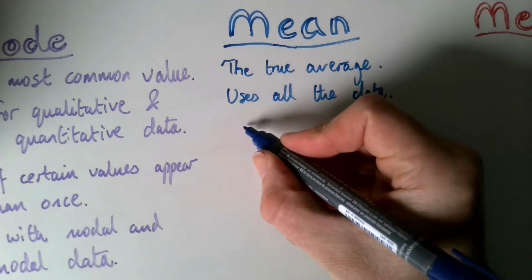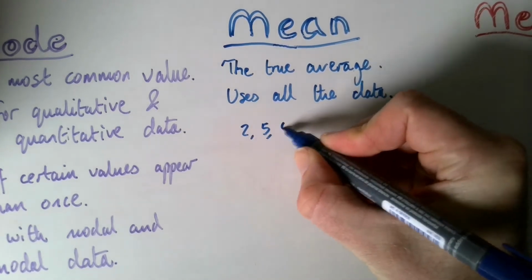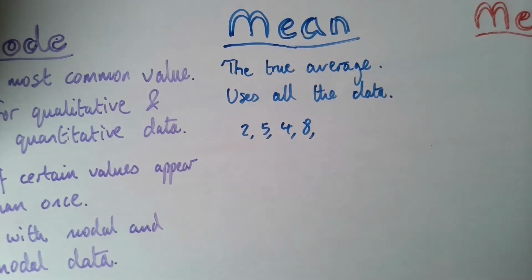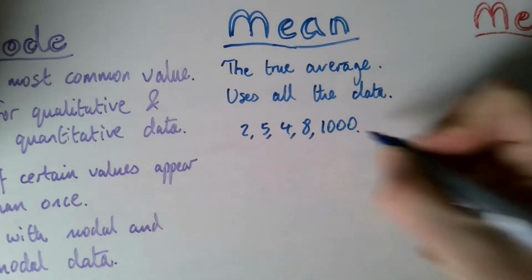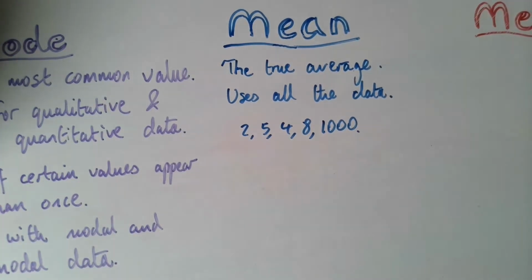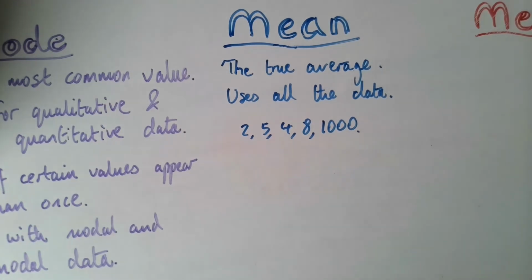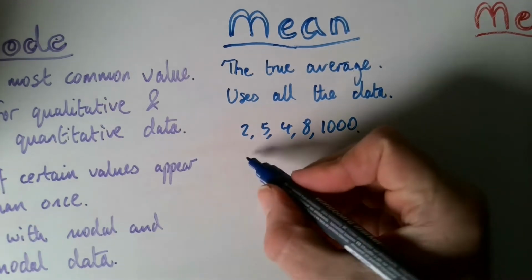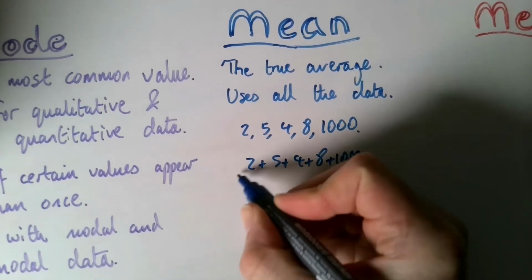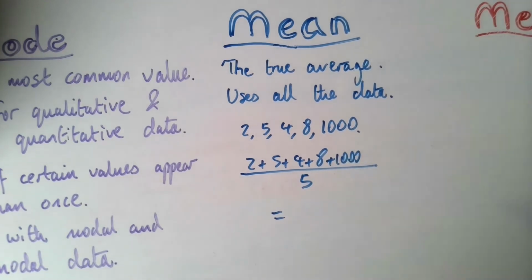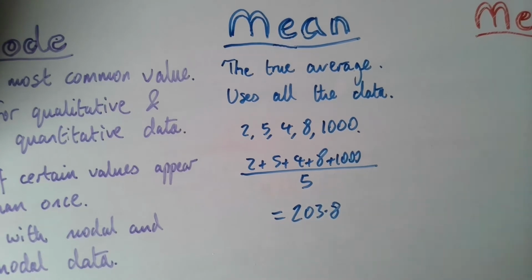You may have a load of values about like this, and you might have 20 or 30 like that, and then you have one value that's as big as 1,000. Now, if you were to work out the mean of those 5 numbers, you would get 2 plus 5 plus 4 plus 8 plus 1,000 all over 5. And that gives me 203.8.